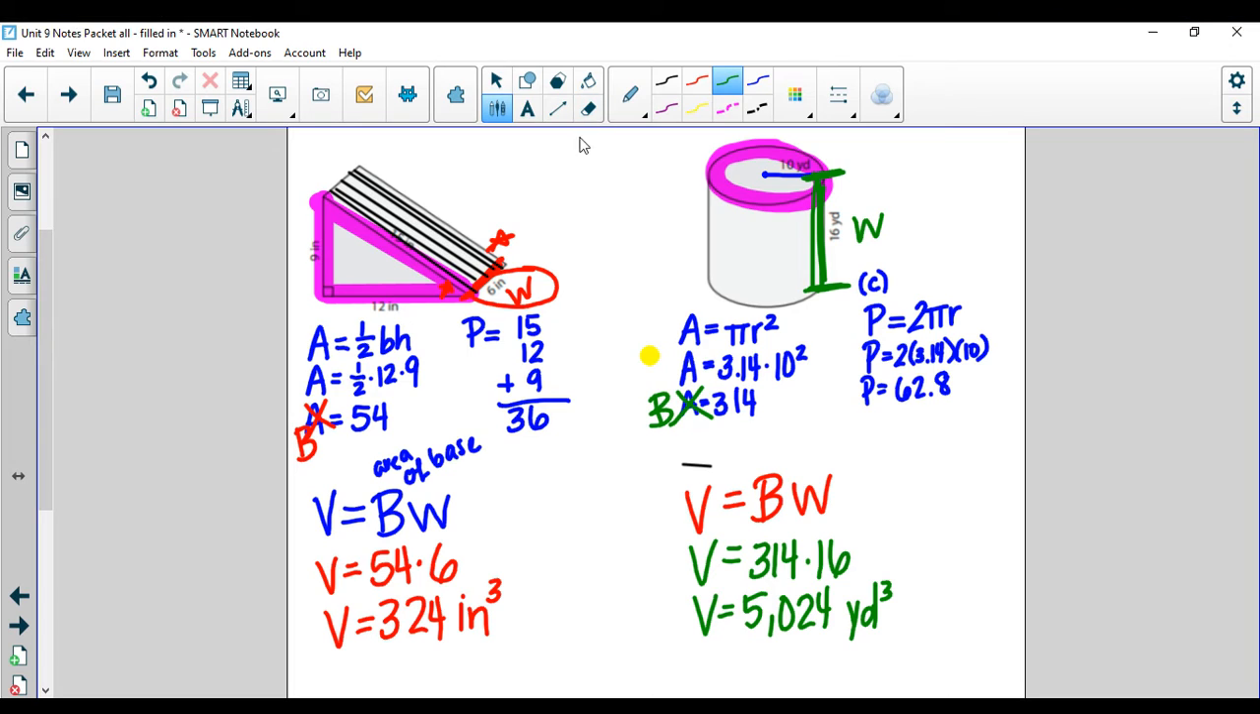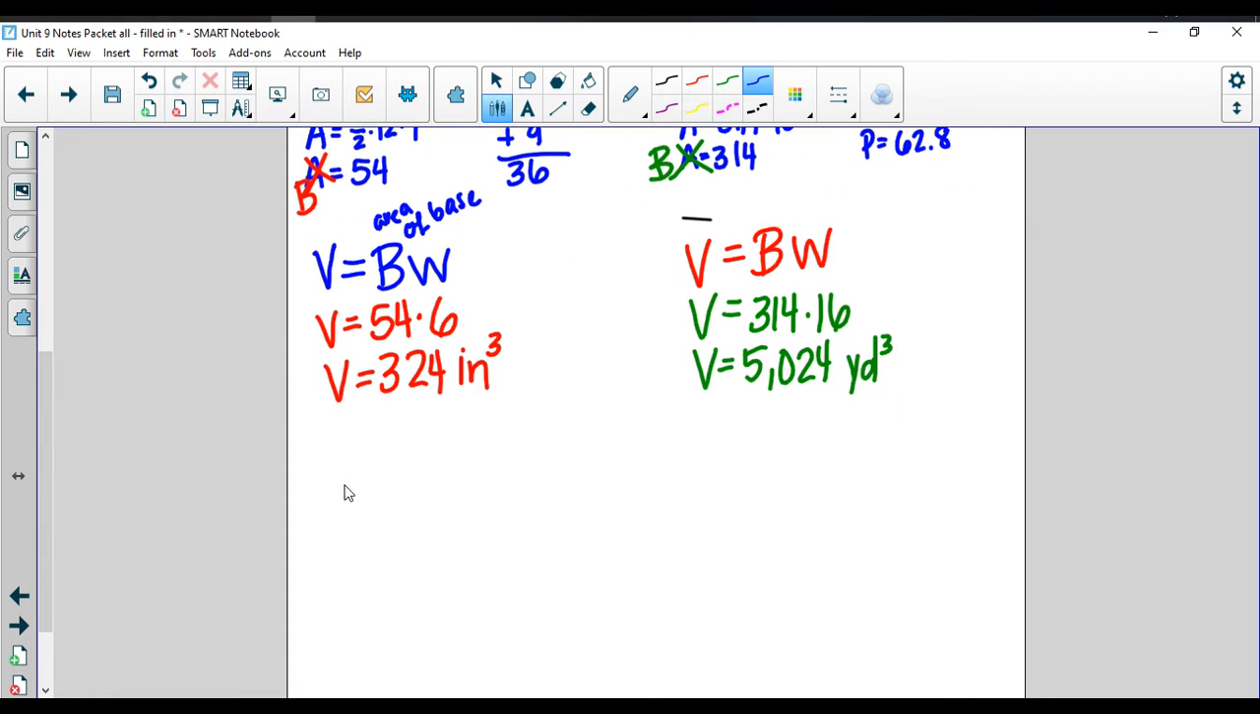And the surface area is going to take into account the fact that we need to add up the area of all the different surfaces that are on our prism. The way that this surface area formula does that is the formula looks like this. It's perimeter times the width plus 2 times the base.